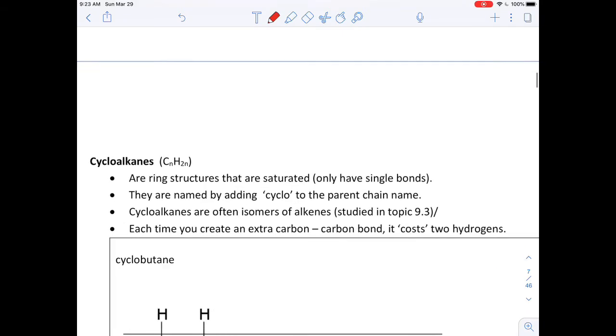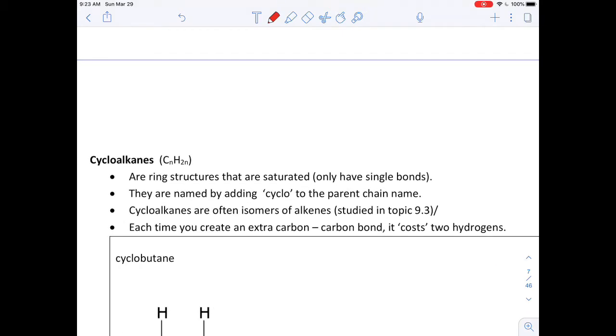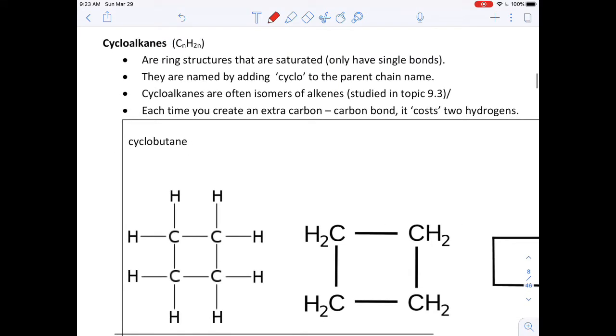In this video we're going to look at cycloalkanes. Cycloalkanes are ring structures. They don't have double bonds or triple bonds, so they're still considered saturated, but they are a little bit different because they form a ring. When it's a ring structure, it's going to be less two hydrogens.